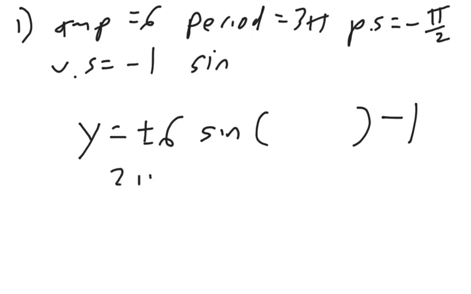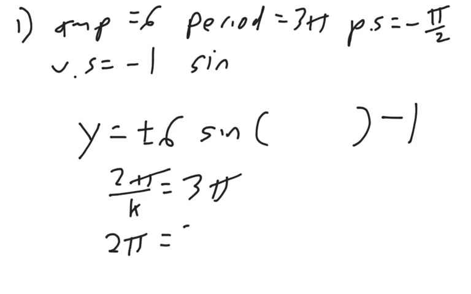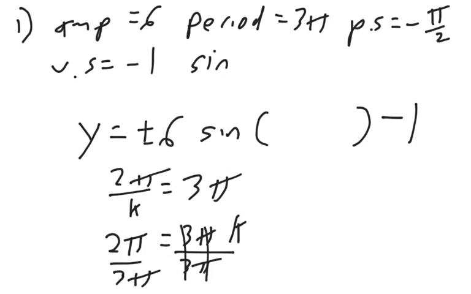So 2 pi divided by k equals 3 pi. So 2 pi equals 3 pi k divided by 3 pi, and k equals 2/3.